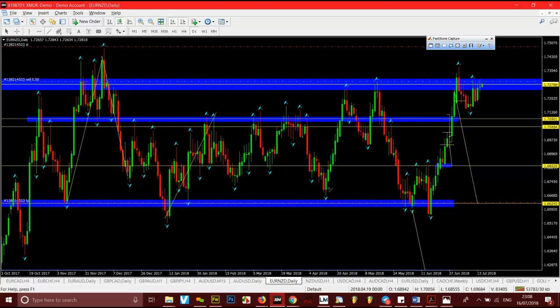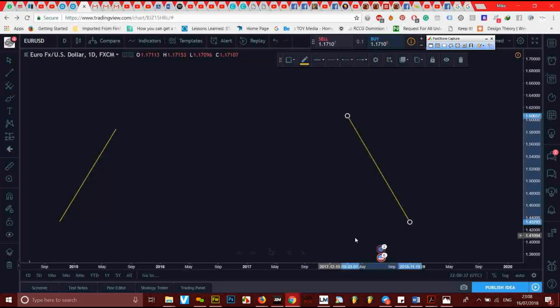This is an impulse leg. This is an impulse leg. Well, you get the gist. So that's pretty much the first thing you have to identify. You need to make sure that the market is either going up or coming down. So it has an impulse leg. That is the first thing.